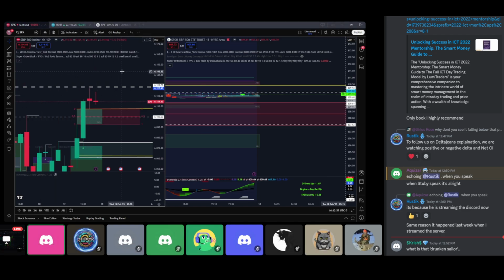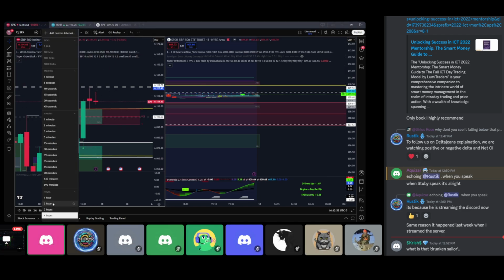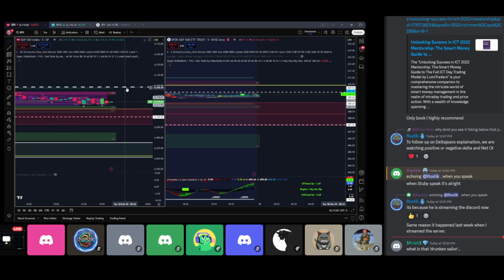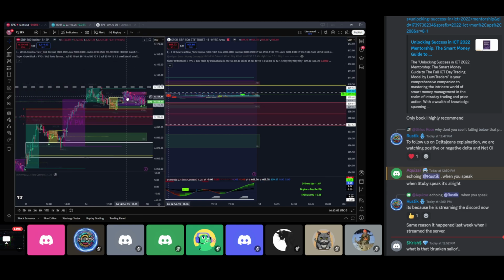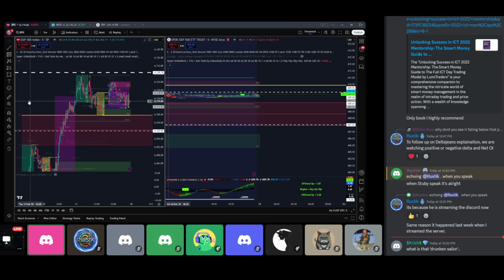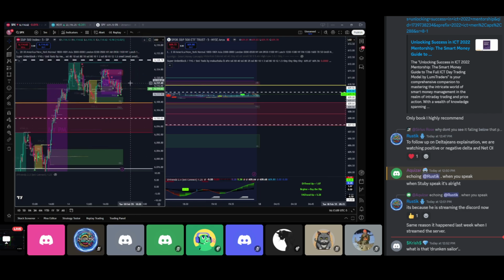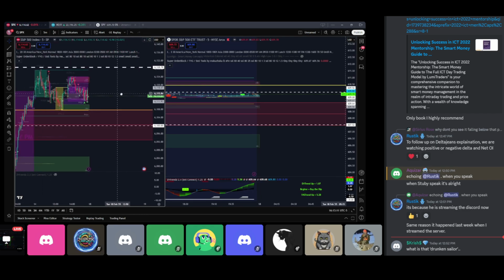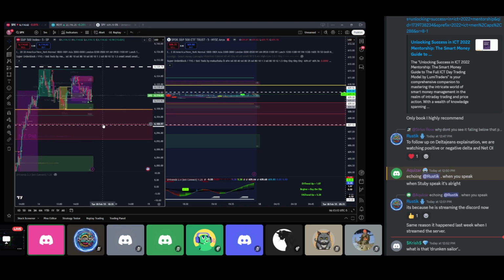This is from my top-down analysis, right? And then we're going down to the 5-minute. Okay, we know that this is a significant fair value gap. And then I don't want to see price go below this level. And so I would like to see a 5-minute or 3-minute candle close, and then see if we get an order block formed here.